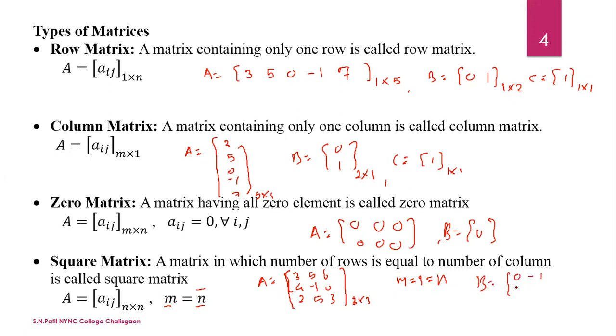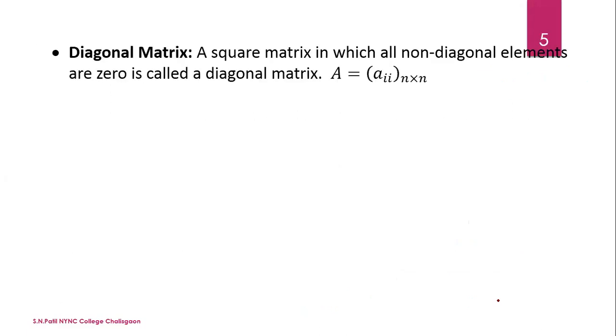B is equal to 0, minus 1, 3 and 5. So here the number of rows is 2 and the number of columns is also 2. That is a square matrix. That is, the number of rows equal to the number of columns is called a square matrix. Now diagonal matrix. Diagonal matrix means what? A matrix in which all non-diagonal elements are 0 is called a diagonal matrix.